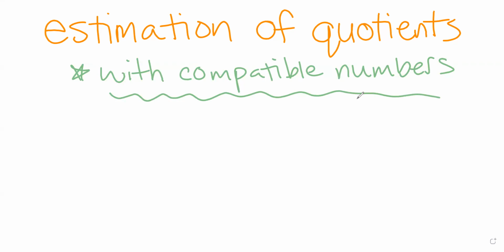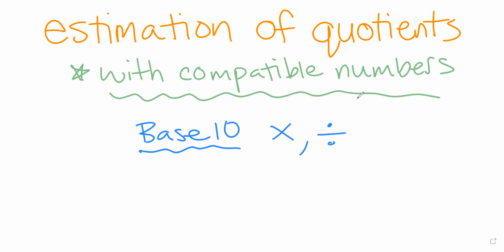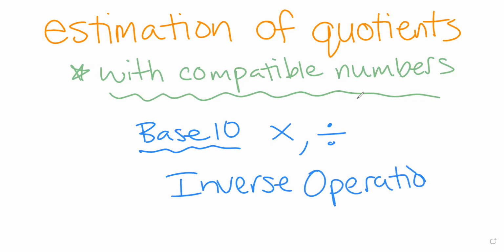Previous skills that are helpful are understanding the base 10 form of either multiplication or division, because remember, those two are related. They're related in what we call the inverse operation. So if you know how to multiply, you know how to divide. If you know how to divide, you know how to multiply. If you need to solve a division problem, you can use multiplication. And if you need to solve a multiplication problem, you can actually use division. So those are some of the things that we're going to talk about.